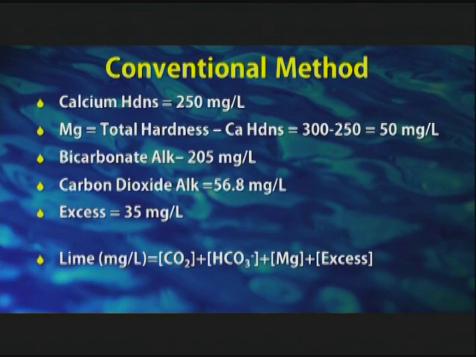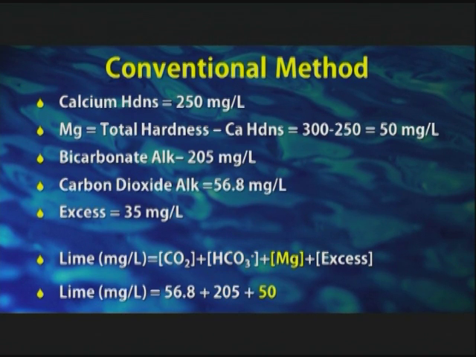Now when we're going to figure out what each of these constituents is, we plug them into our equation that you see highlighted in white. The carbon dioxide concentration as CaCO3 is 56.8, plus the 205, which is the bicarbonate, plus we're going to add the 50 magnesium, plus the 35 extra, and then we're going to get a total of approximately 350 milligrams per liter of lime is the dose we need to add.